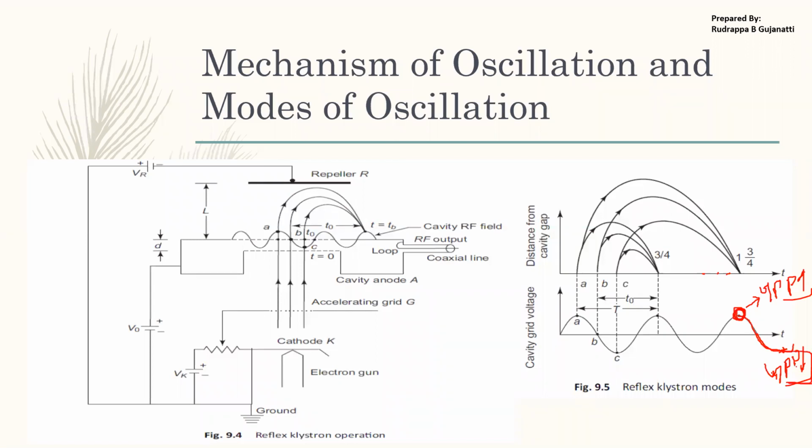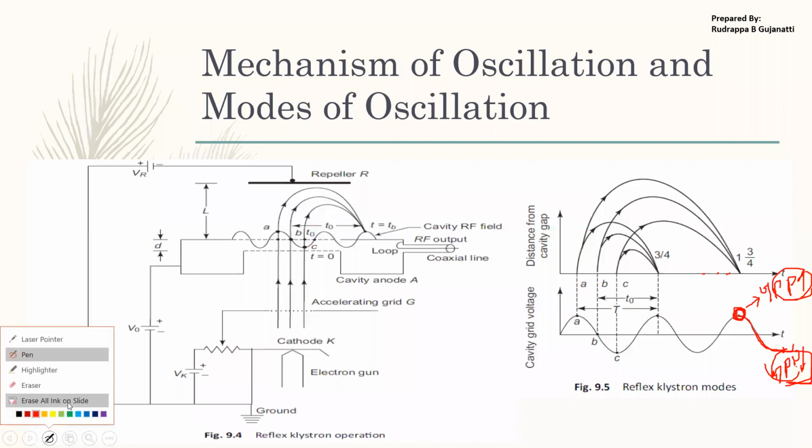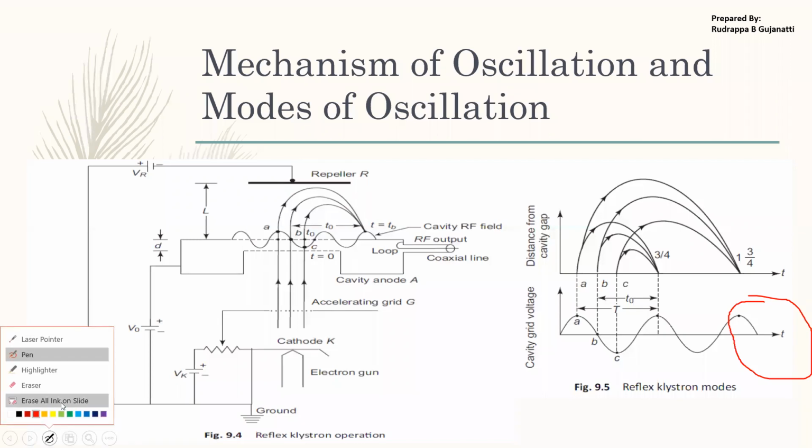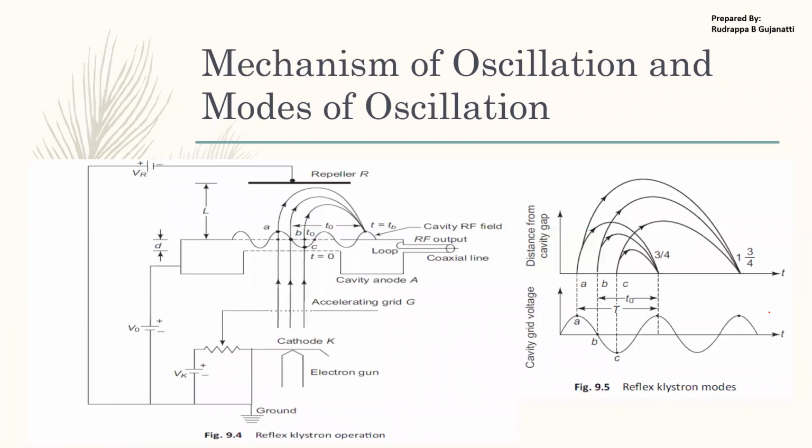So based on this power and this power, it will be in between these two values. So it is not always that bunching will be happening at this point, but you can control it. You can just observe how the bunching can happen over here. So you can control this. Now, depending on this, we have different modes of oscillations in klystron.